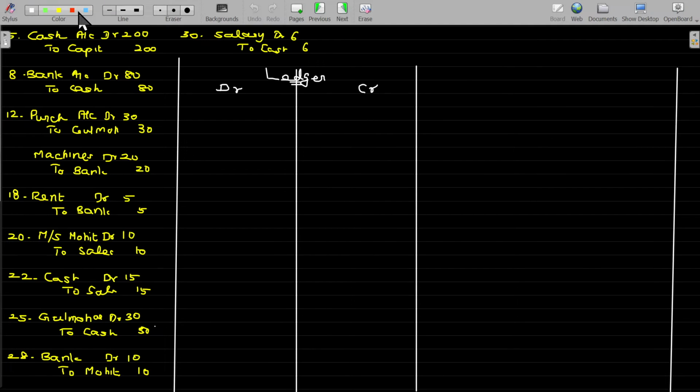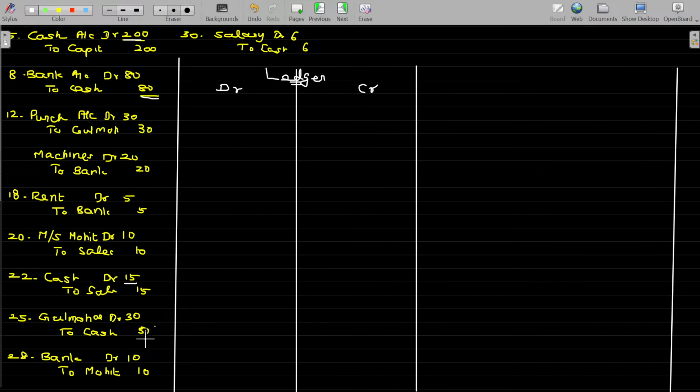What is the cash balance we have? Come on, tell me. 200 debit, 80 subtracted, then the balance being 120. Okay, 120. And then here is cash 15. Debit means add. 120 plus 15, 135.